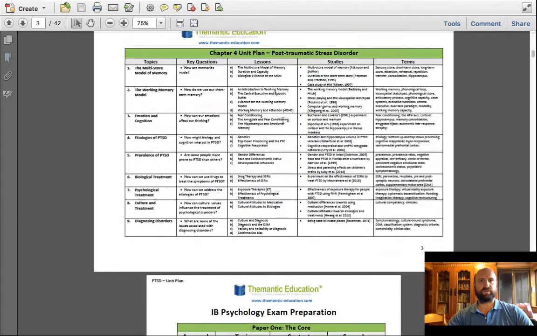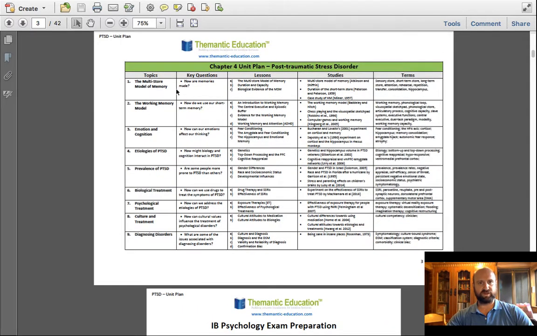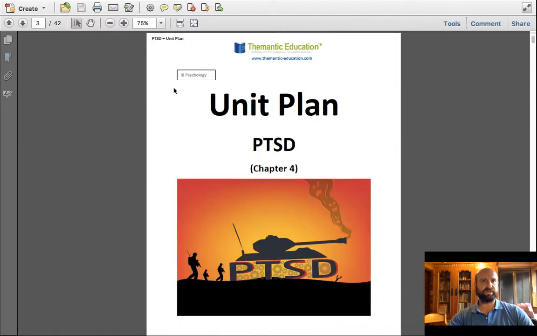Okay, so the general scope: we start off by looking at cognition and concepts like working memory and stress's effect on memory. We get into etiologies and explanations, then we get into treatments, and end with diagnosis if you decide to go that far. So that's the unit plan, and that's what we cover.